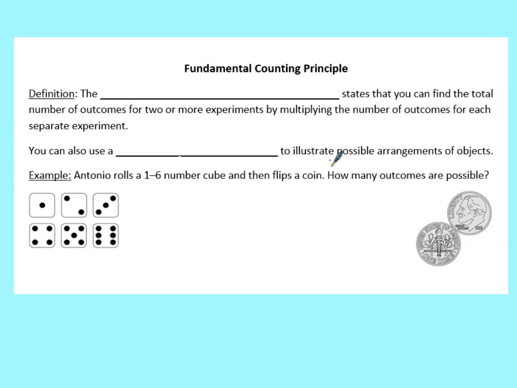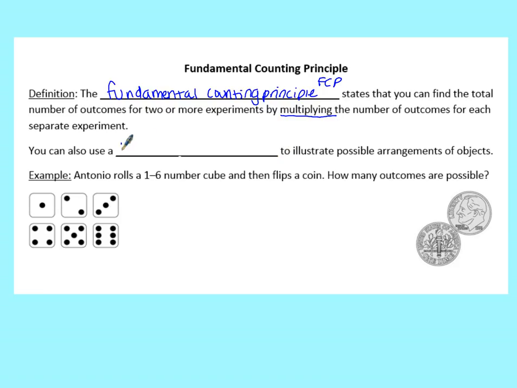In this video, we're going to be talking about the fundamental counting principle. The definition of the fundamental counting principle, or FCP for short, which we're probably just going to call it because it's a very long name. FCP states that you can find the total number of outcomes for two or more experiments by multiplying the number of outcomes for each separate experiment. So we're going to be multiplying a lot here.